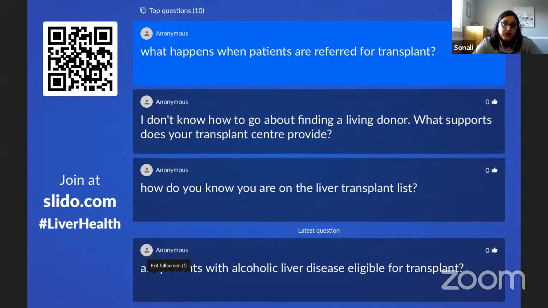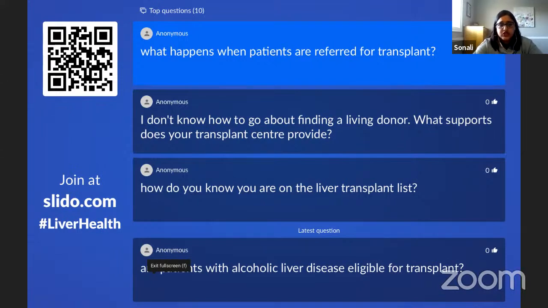And the evaluation also involves social work, anesthesia, and if there's a need for cardiology or respirology, so heart specialists or lung specialists, then that is also part of the evaluation. But it's really an overarching, thorough evaluation of your overall health to make sure that transplant is the best option for you and that it is a safe option for you.